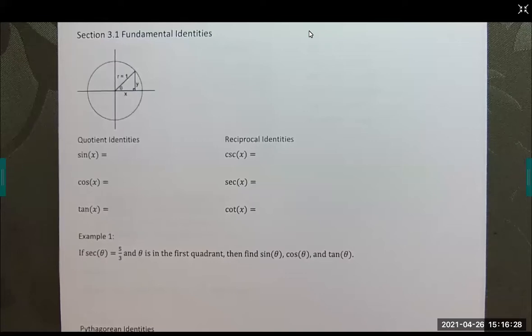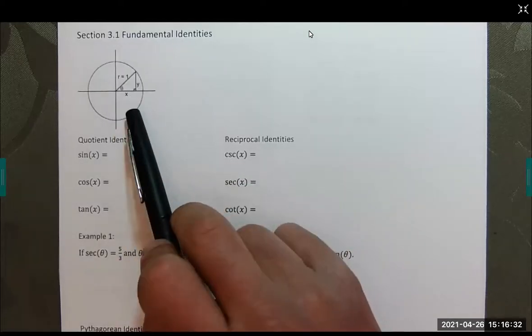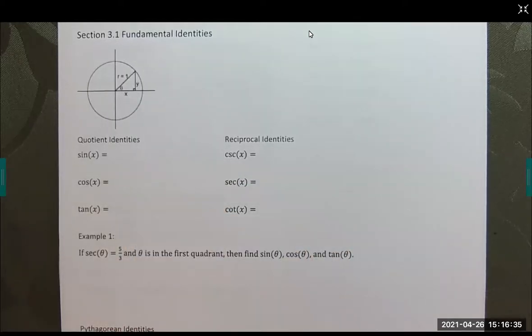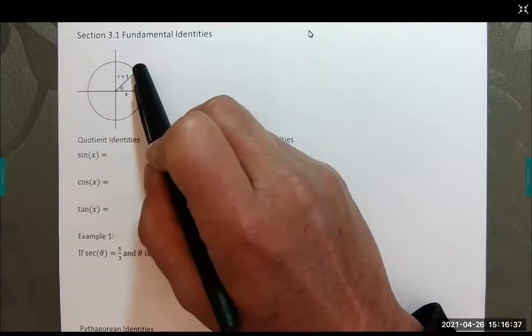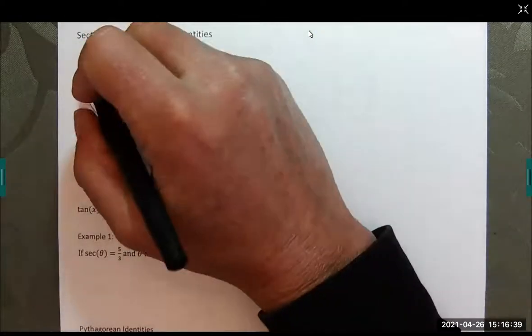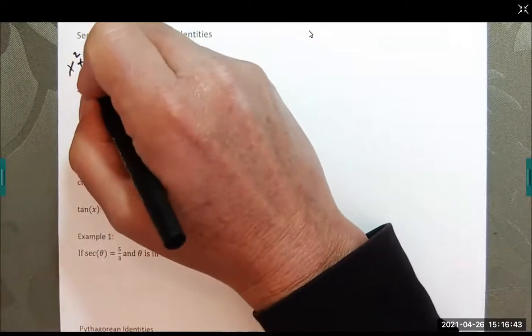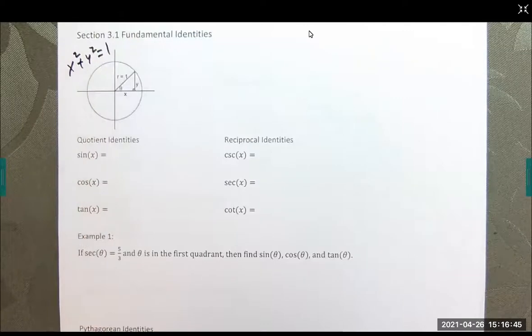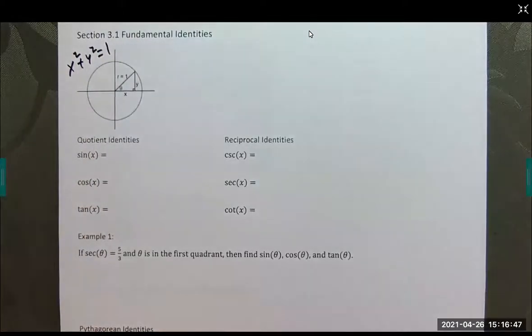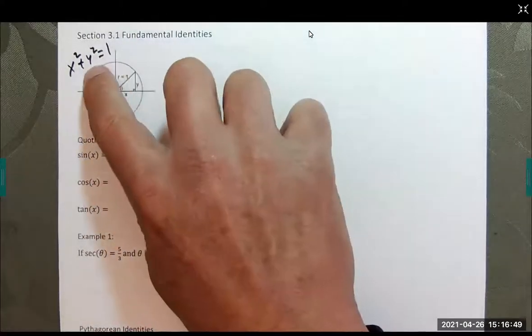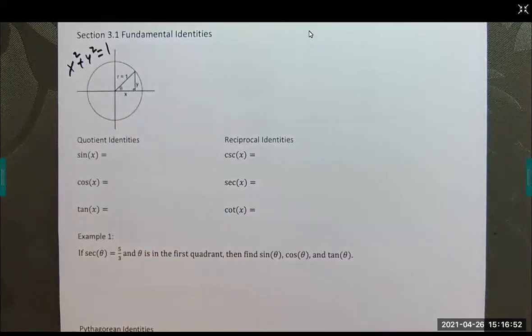We are going to do some review as we start chapter 3, and we're going to go through some of the fundamental identities. I wanted to remind you that this is the unit circle, meaning the radius is 1. And the formula for this in algebra, centered at the origin like this, is x squared plus y squared equals 1 because the radius is 1. And you can see x and y are going to change all over the place depending where they are. Sometimes they're negative, sometimes they're positive. It just depends. So let's do a quick review.